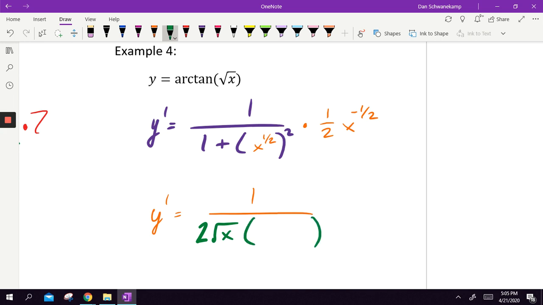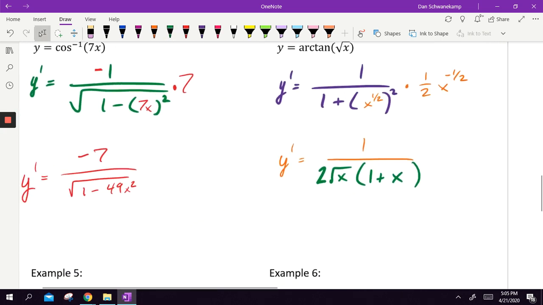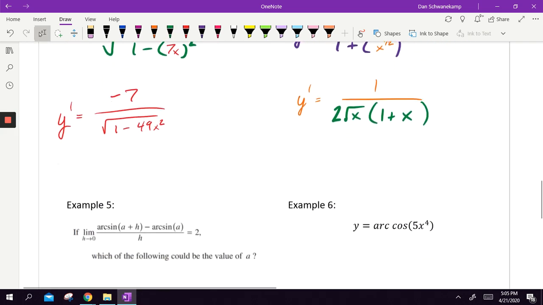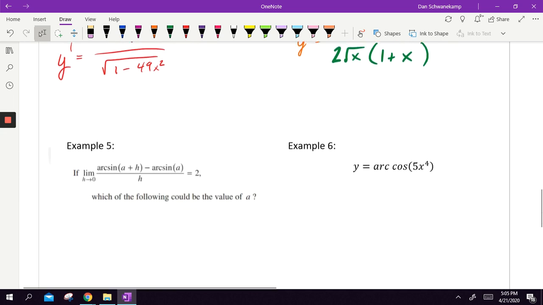Times, this would just be 1 plus x to the 1/2 squared. That would just be x. That is my cleaned up form. That's what it would be looking like on a free response question, or multiple choice question, sorry.